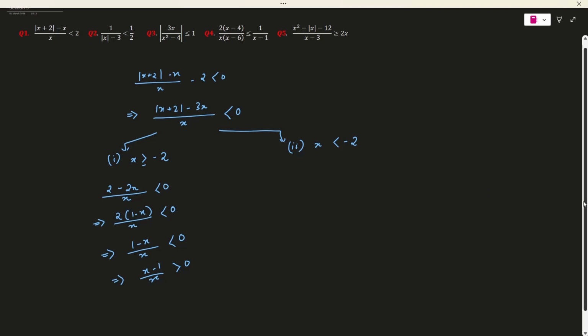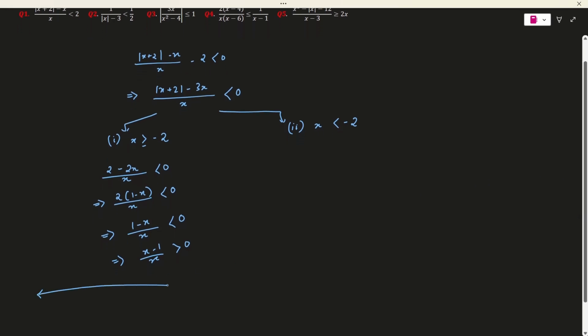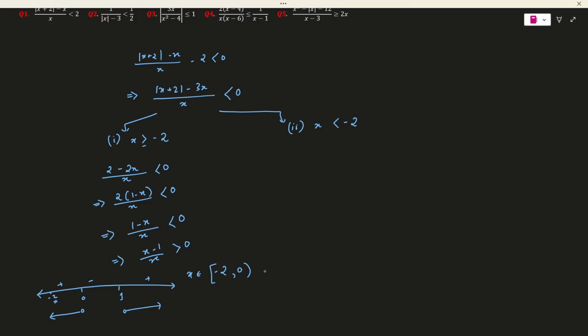So now I can use the wavy curve method. If you guys do not know the wavy curve method, I have explained this method in my previous video. Please go and check. I have explained it in very simple terms. So I will write the roots. Okay, so positive, negative, positive. I need greater than 0. Greater than 0 is this side or this side, but please remember x is greater than or equal to minus 2. Minus 2 will lie somewhere here. So from the first case I can say x belongs to minus 2 included, 0 excluded, union 1 to infinity, both are excluded.